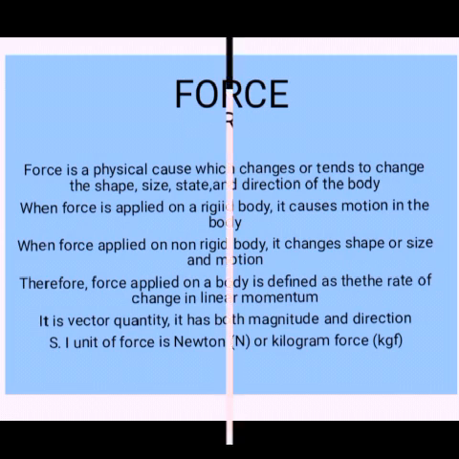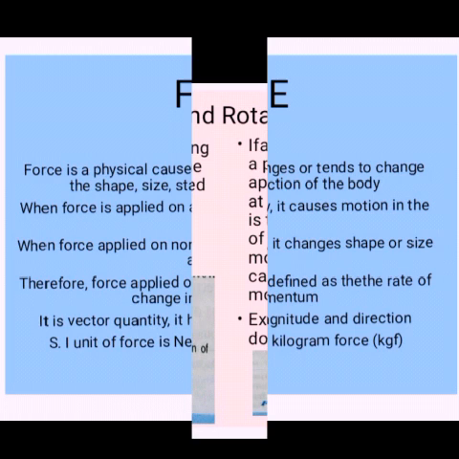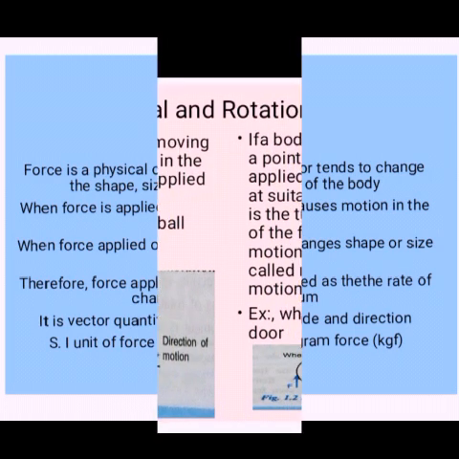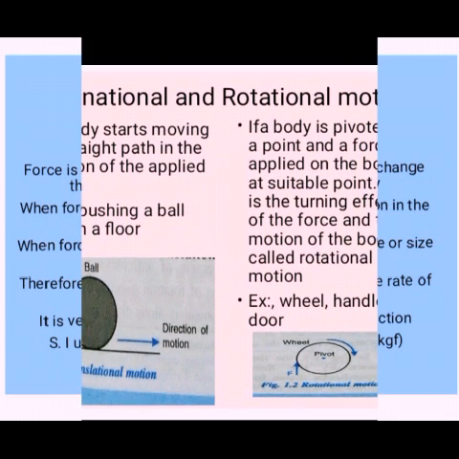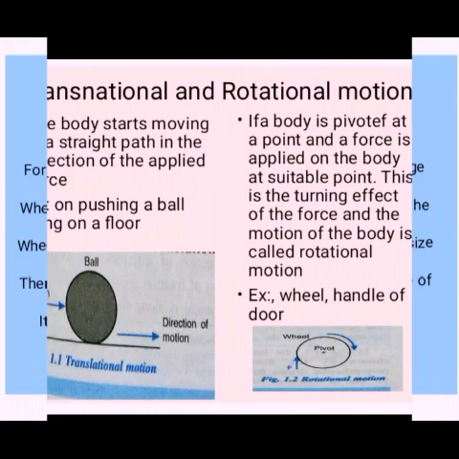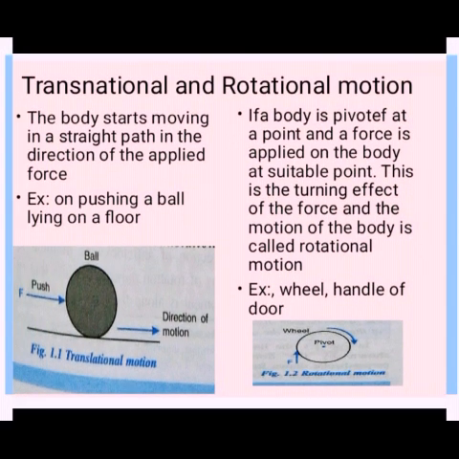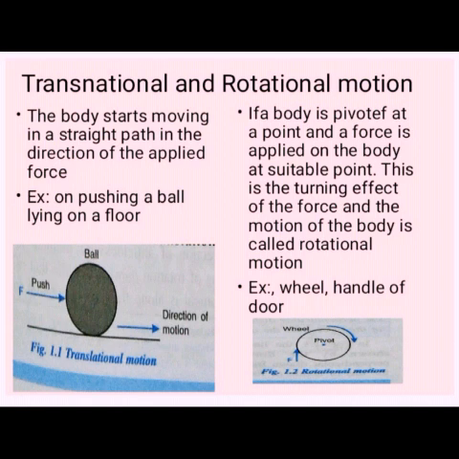After knowing this force, we need to start with moment of force. Here, for moment of force, we need to know translational and rotational motion. We know that motion is of different types. A rigid body, whenever acted on by a force, has two types of motion. One is linear or translational motion. Number two, rotational motion. Linear or translational motion: when a force acts on a stationary rigid body which is free to move, the body starts moving in a straight path in the direction of the applied force.